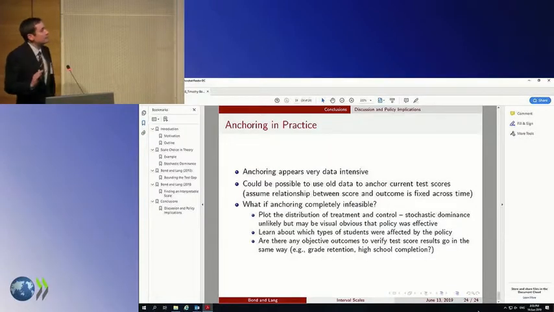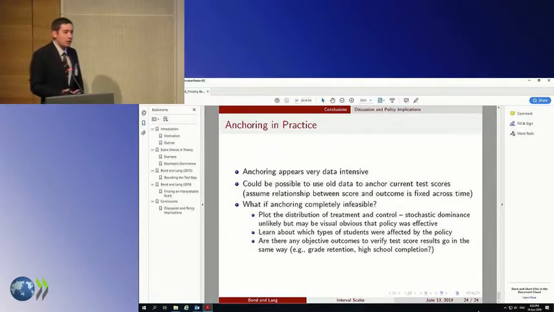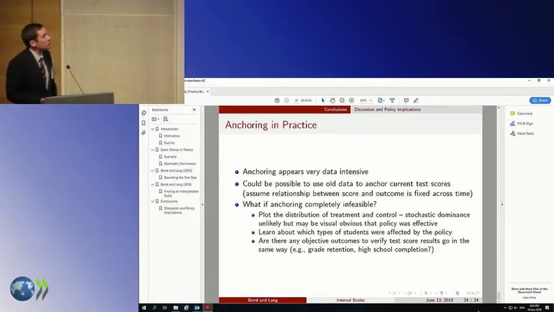Now, the downside here is that this is obviously going to be very data intensive. So the CNLSY may be one of the very few data sets that would have allowed us to do this exercise. So what could we do in situations where we don't observe the future outcomes?